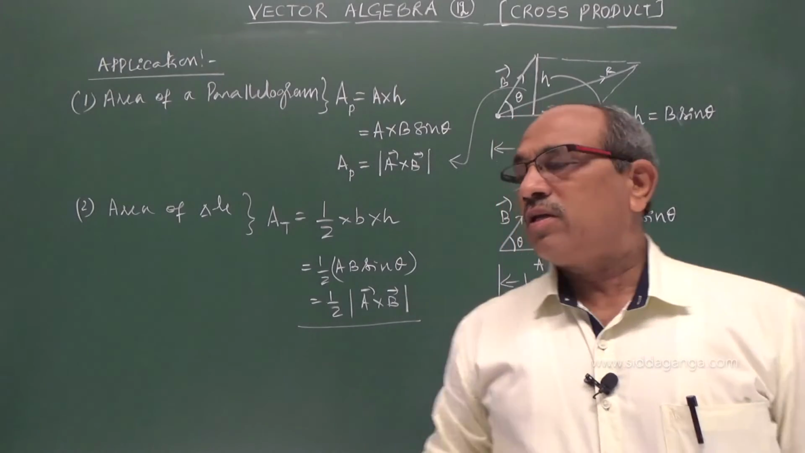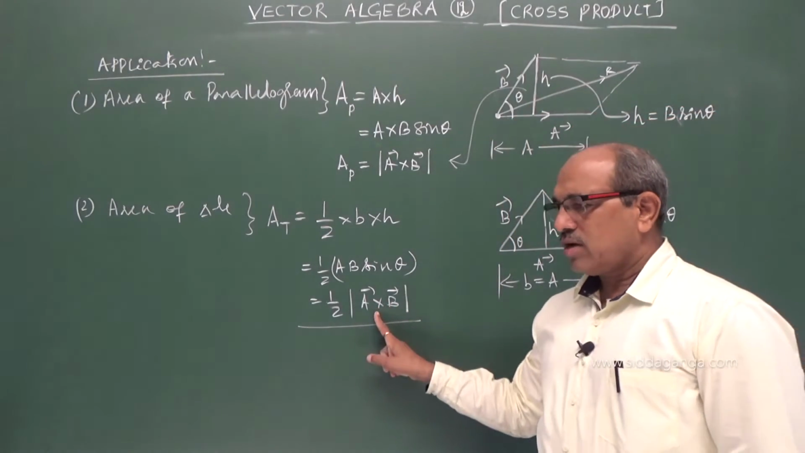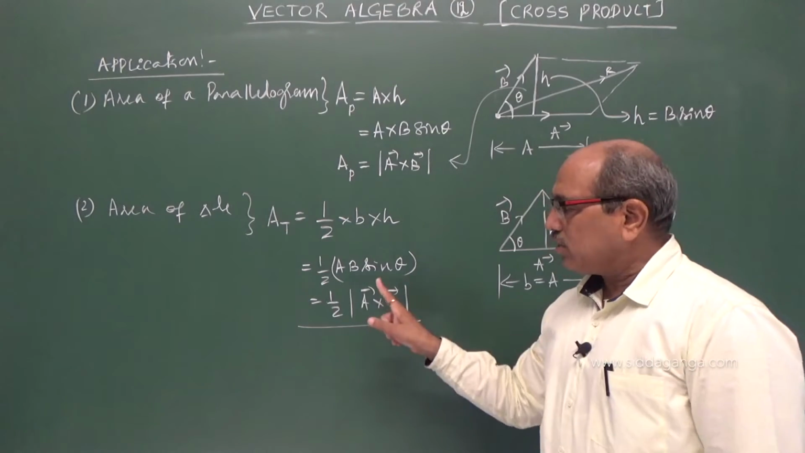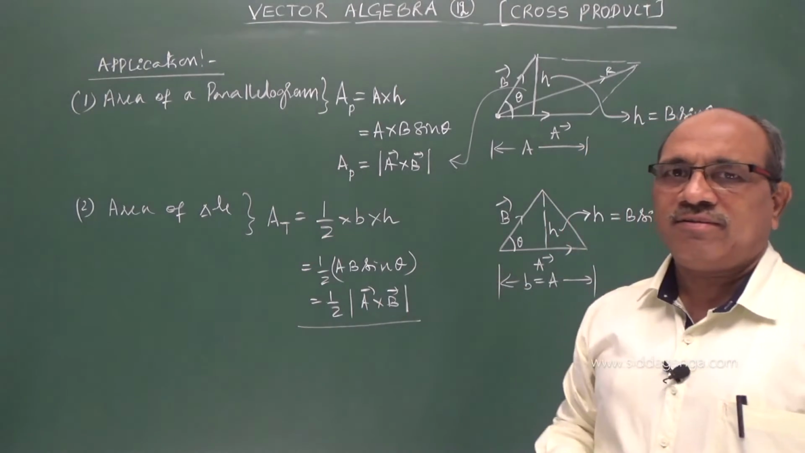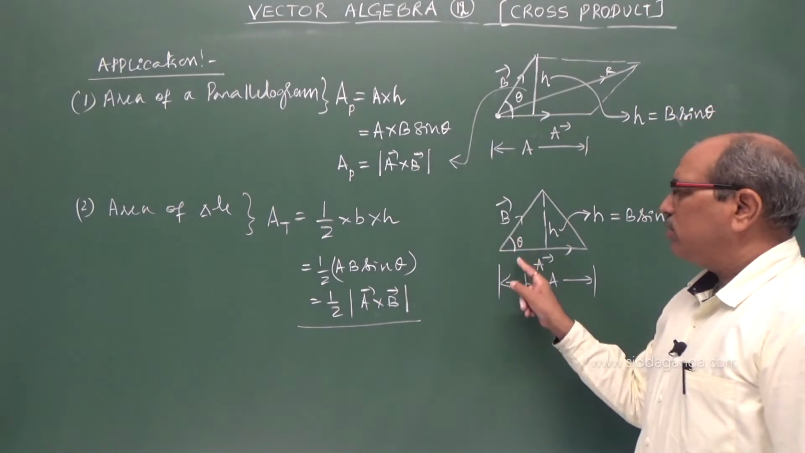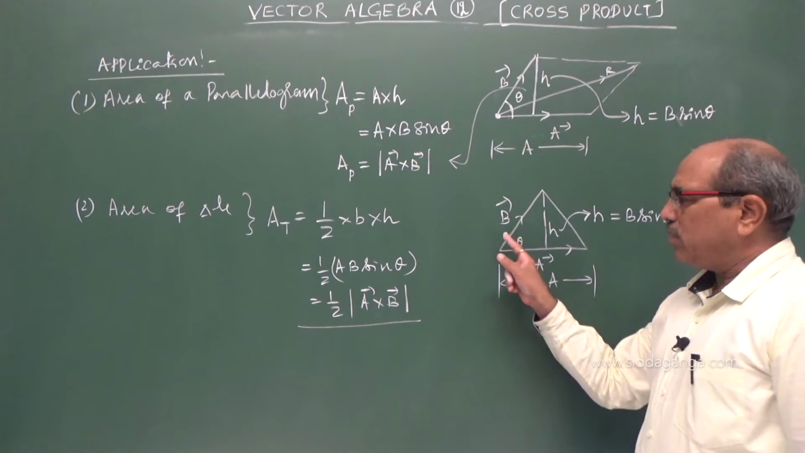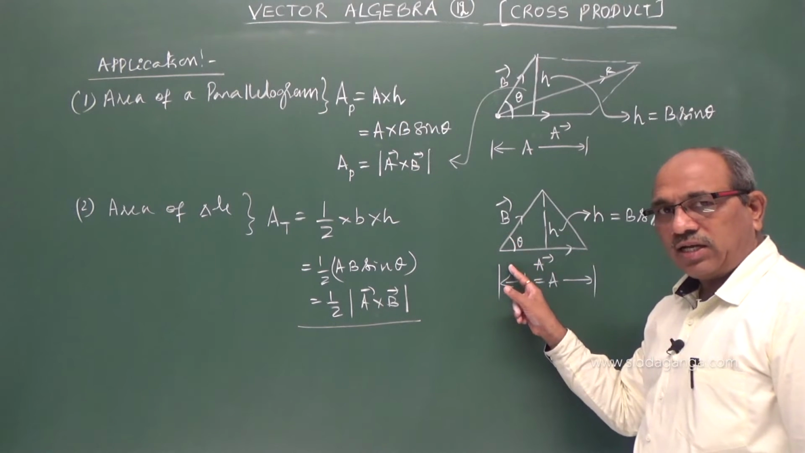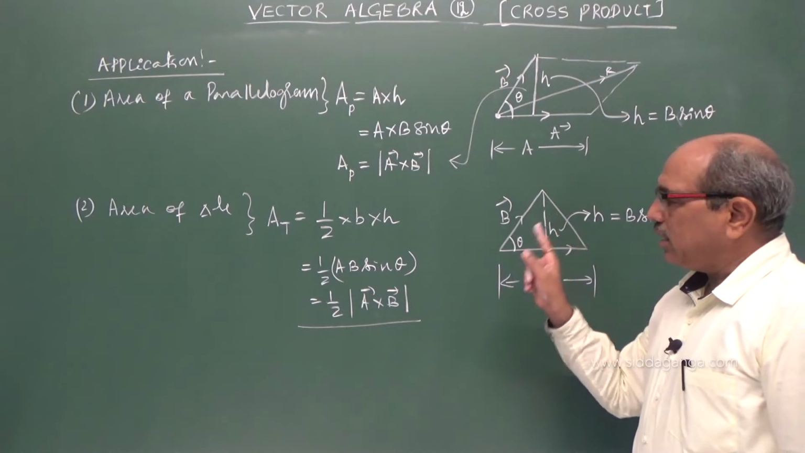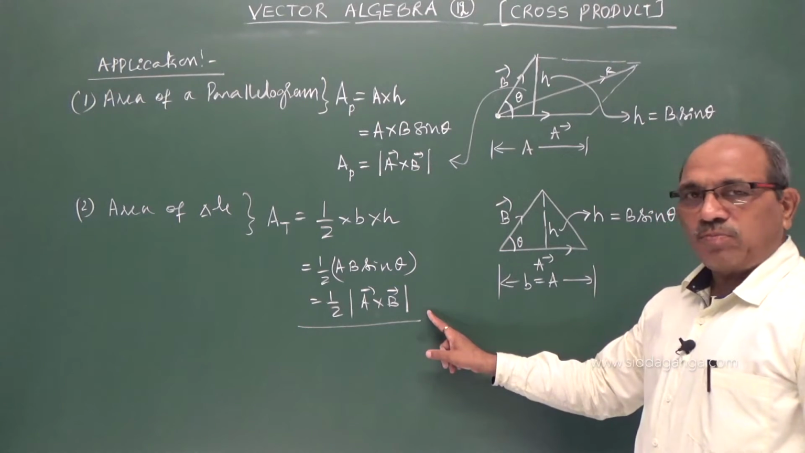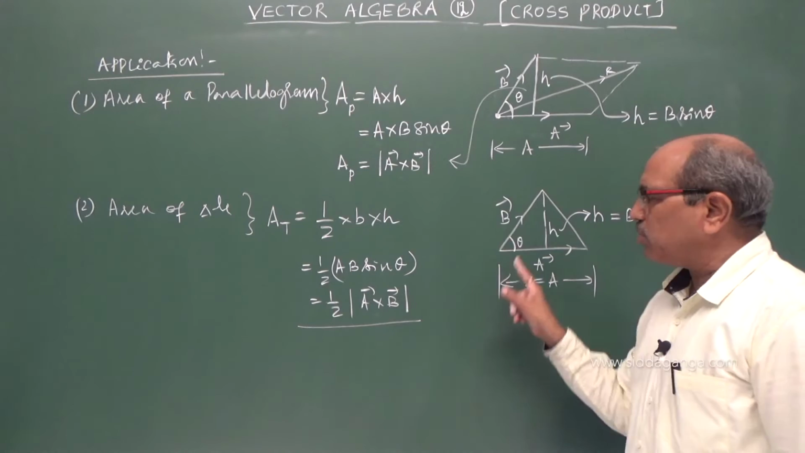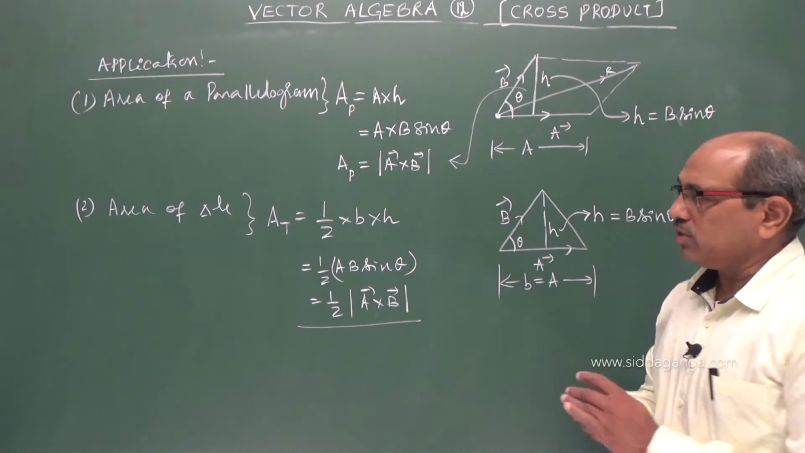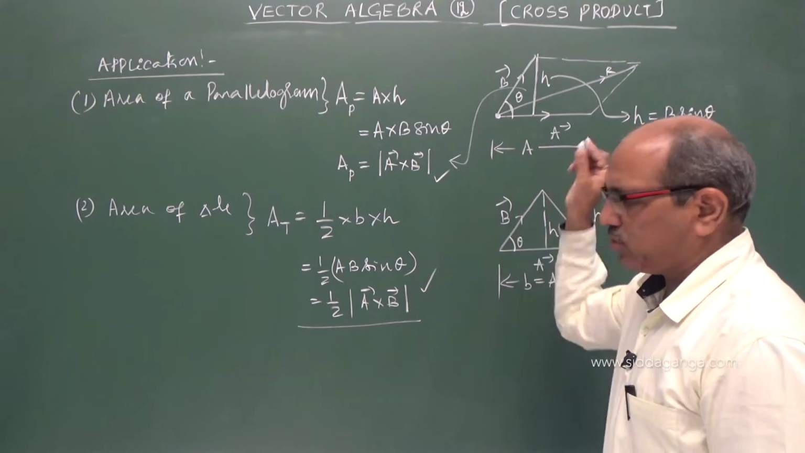Half the cross product value gives you the area of the triangle. Where A and B are the two sides of the triangle, the area of the triangle can be obtained as half the cross product of A and B. So remember this, they are very important tools.